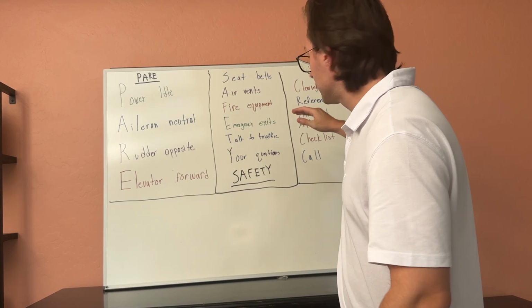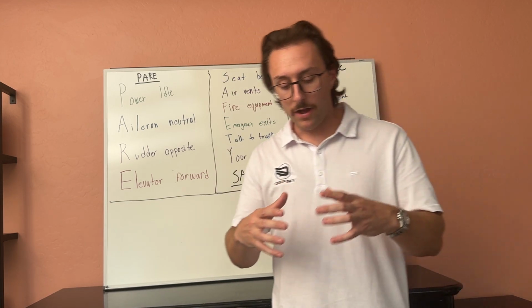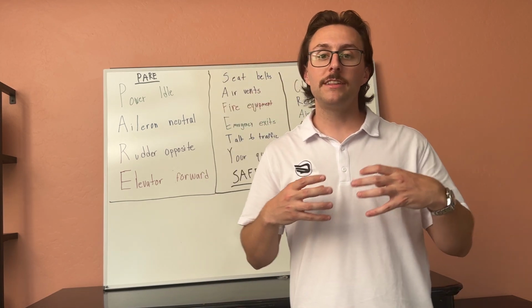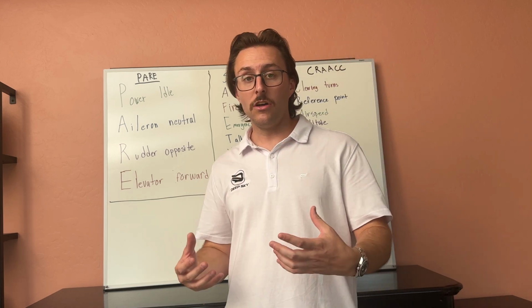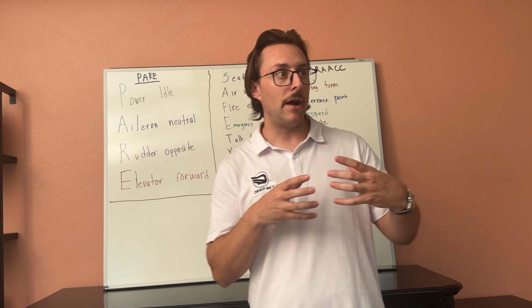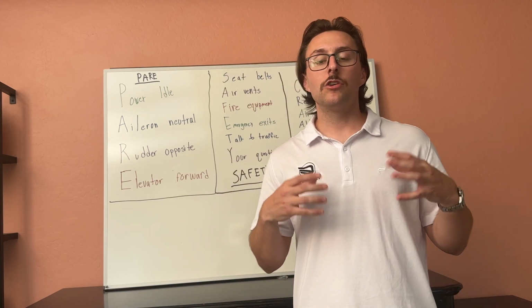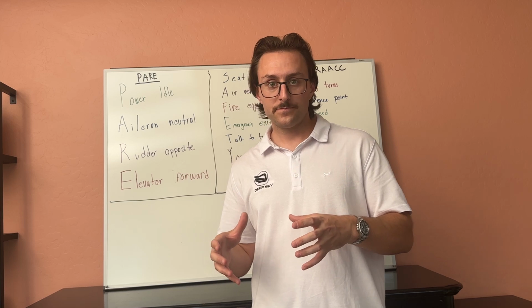All right, next we have altitude. You want to make sure you're at the appropriate altitude. Well, what does that mean? It means for the given maneuver, make sure you're at the appropriate altitude. So for stalls, we want to be at least 3,000 feet above ground level. So if the ground is 1,500, we need to be at least at 4,500 to do that maneuver.